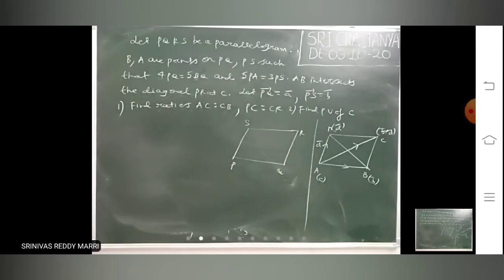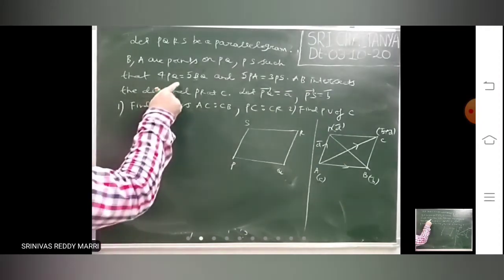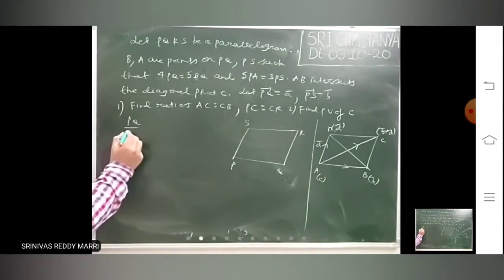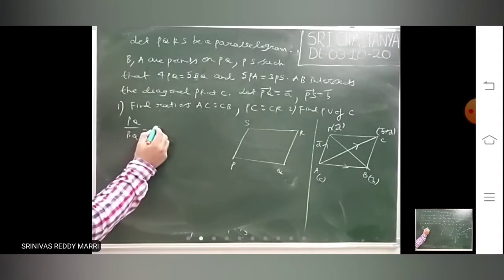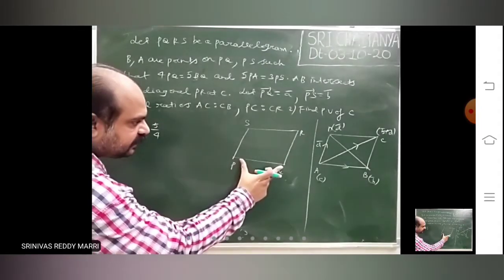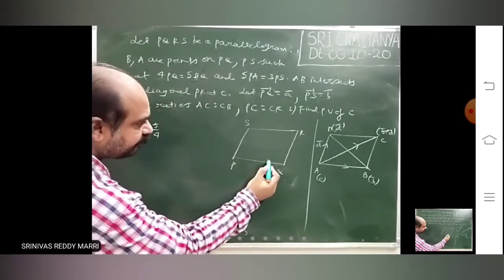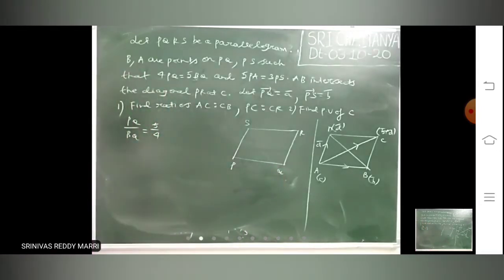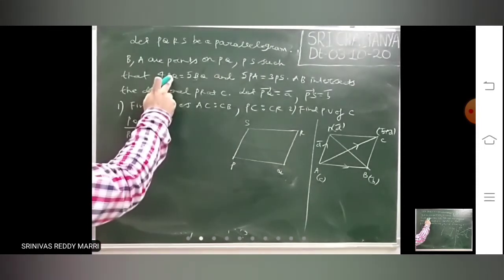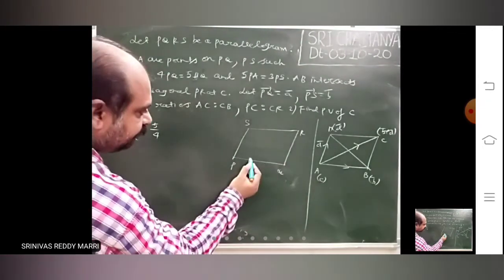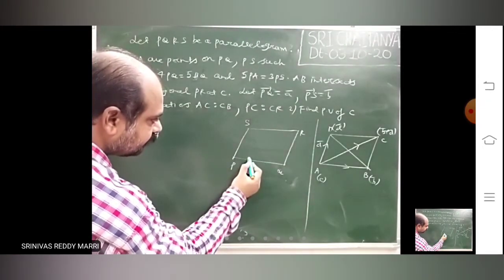PQRS. B is a point on PQ. So how is that? PQ divided by BQ is nothing but 5 by 4. So PQ is 5 parts, BQ is 4 parts. This completely is 5 parts, and BQ is 4 parts. So what is given? PQ divided by BQ. PQ is 5 parts, BQ is 4 parts, somewhere here.